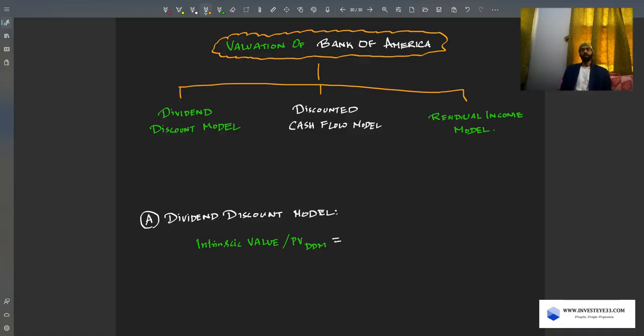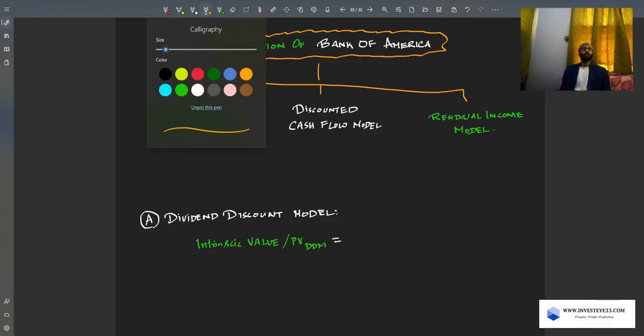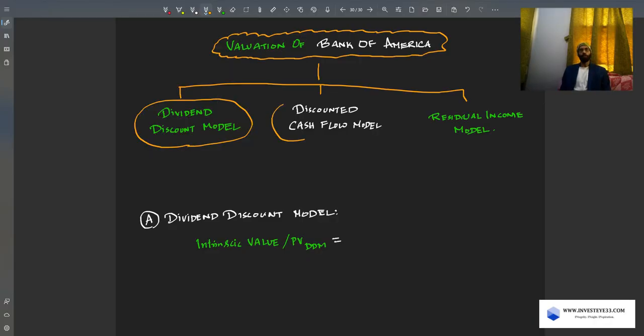So friends, as promised, right now we are going to find out the intrinsic value of Bank of America primarily through the classical ways of valuation. Now there are three classical ways of valuation that is conducted in the financial world. They are dividend discount model, discounted cash flow model, and residual income model. These are the three primary ways through which we can find out the intrinsic valuation. These are highly tested and highly accepted ways of valuation.